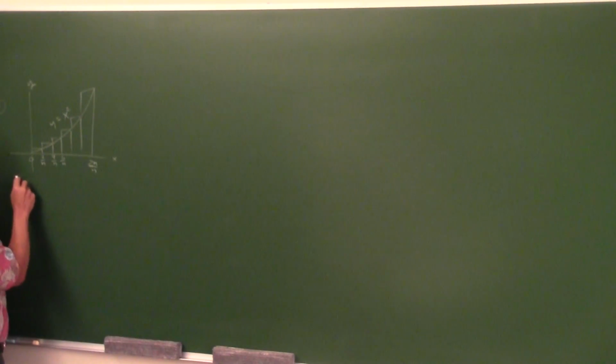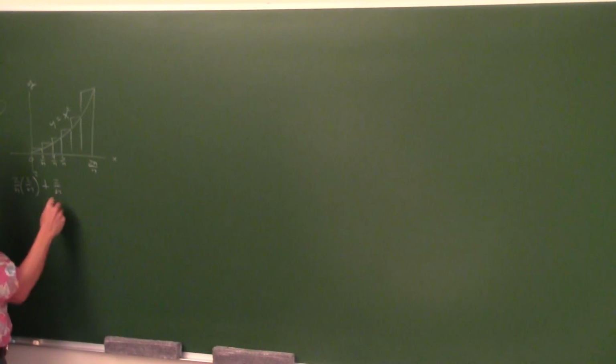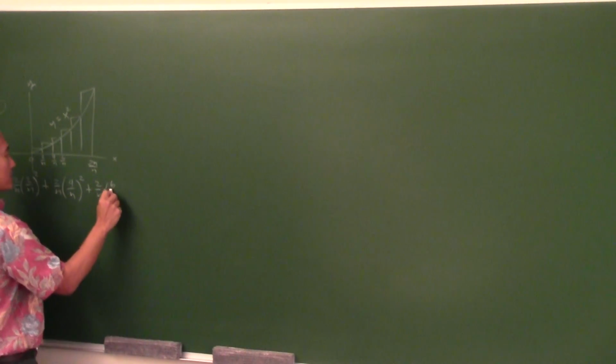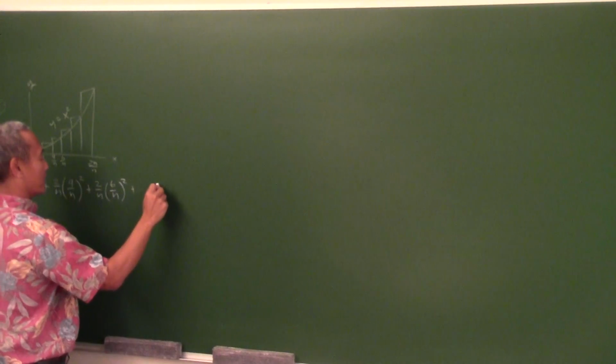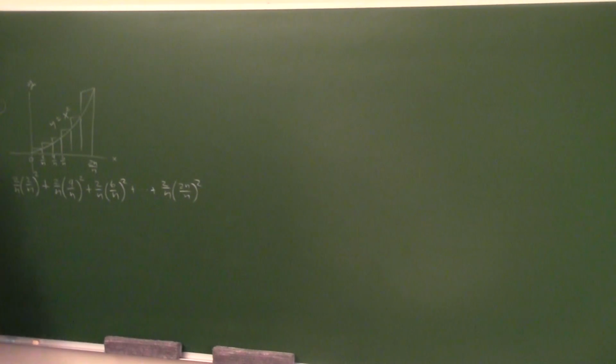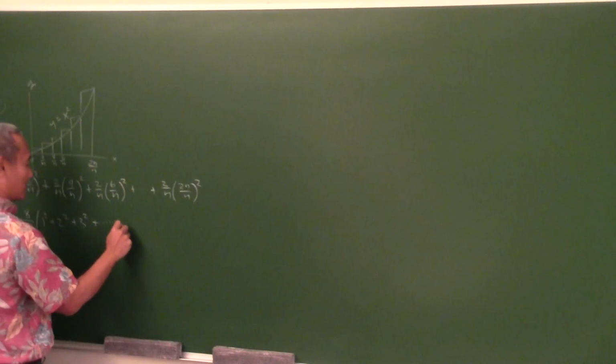So the area of the first rectangle is 2 over n, that's the base, times the height, which is 2 over n squared. Second rectangle. Each base is 2 over n times 4 over n squared, plus 2 over n times 6 over n squared, all the way until you hit 2 over n times 2n over n squared. And then what can be factored out? You can factor out 2 times 2 squared, which is 8, and n times n squared, which is n cubed. And what's going to be left? 1 squared plus 2 squared plus 3 squared plus dot dot dot plus n squared.